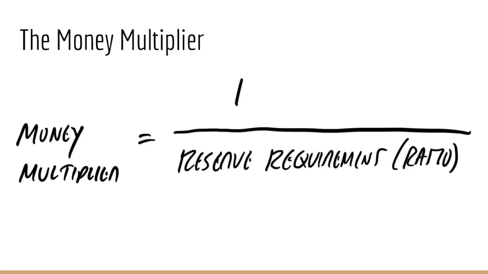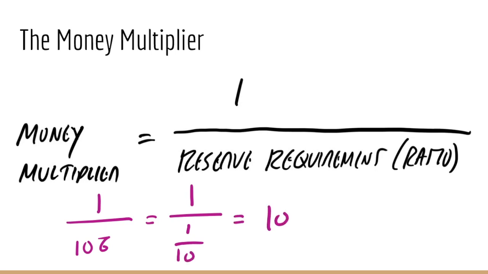And so how we get there is we just do 1 over our reserve requirement. So if our reserve requirement is 10%, we're just going to do 1 over 10, so our money multiplier is 10. If our reserve requirement, let's say, is 50%, we're going to do 1 over 2, which then our money multiplier is 2.